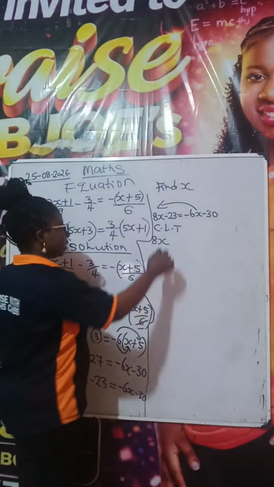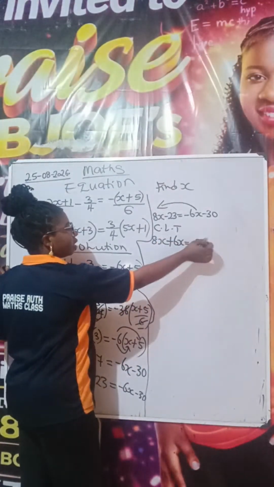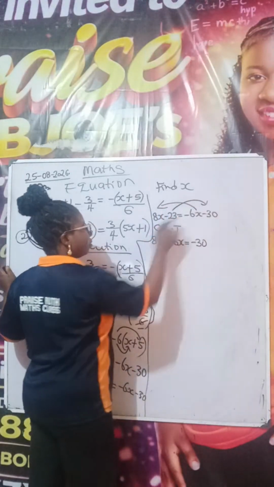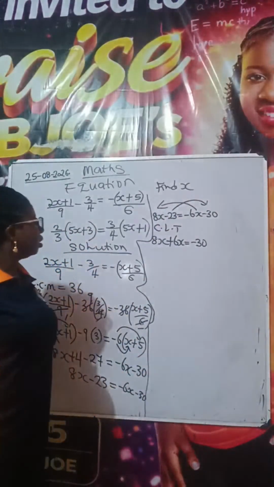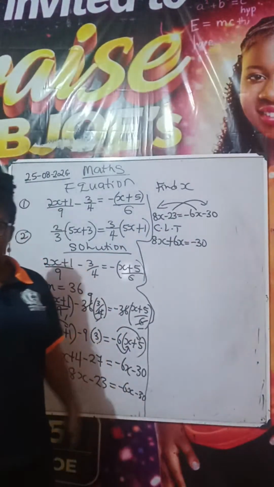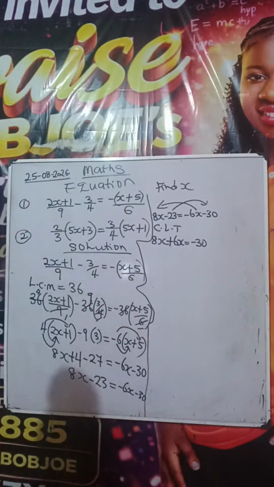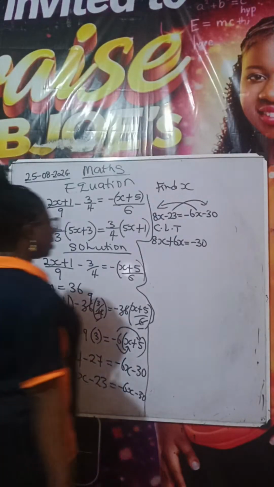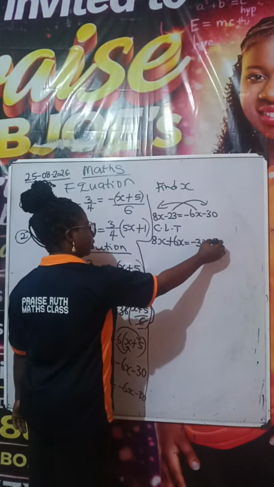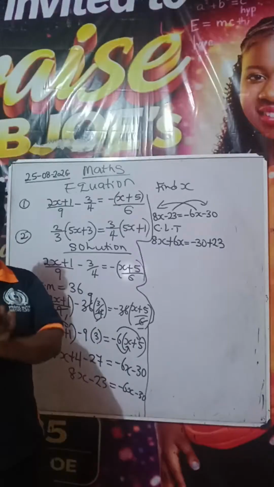So we have plus 6x equals to minus 30. If I bring this one to this side, will it be plus or minus? Minus 23 is moving to this side. So will it be plus or minus? So we are getting positive plus 23. Good job. Now what next?